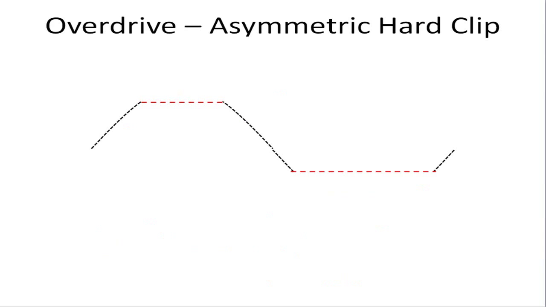Some amplifiers have what's called an asymmetric hard clip, where it's asymmetrical, meaning, let me draw a straight line so you can see it, that the top side is clipped at a different level than the bottom. If you do a Fourier analysis of clipping, it adds harmonics, and it adds odd order harmonics because it looks more like a square wave. That kind of makes sense.